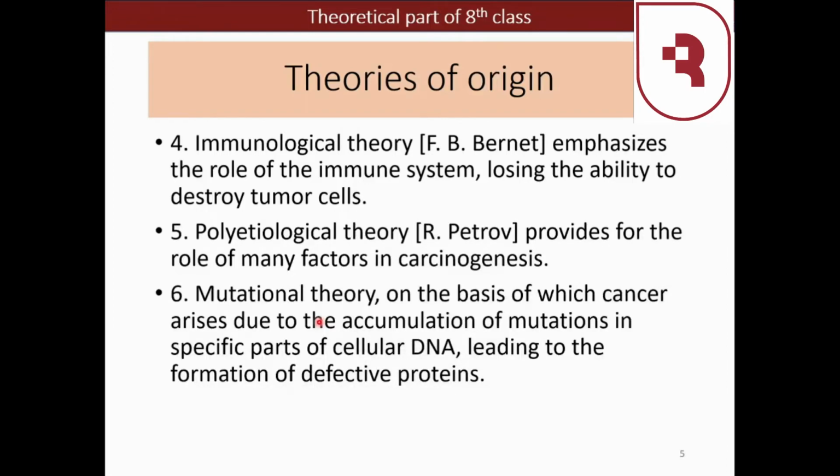The next theory is the polyetiological theory of Petrov, and it is a summary of all previous theories. And we should also discuss the mutational theory, which is based on cancer arising due to accumulation of mutations in specific parts of cellular DNA, leading to formation of defective proteins, and as a result, tumor formation.